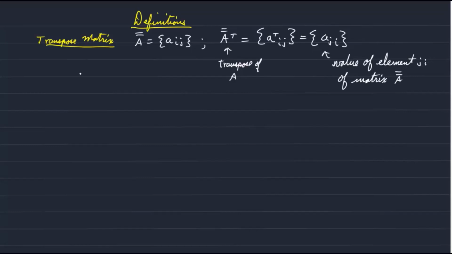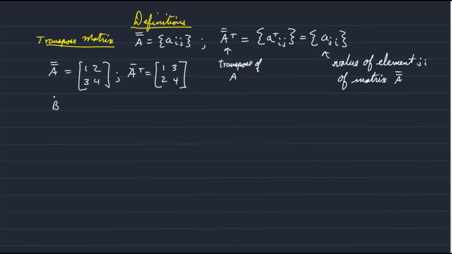Okay, so if A is equal to 1, 2, 3, 4, then A transpose is equal to 1 with 2, with the diagonal swapped down to the lower, with the upper right diagonal swapped to the lower left, and the second column is 3 and 4.